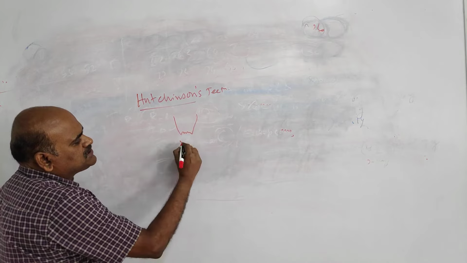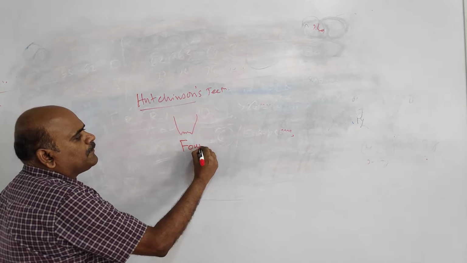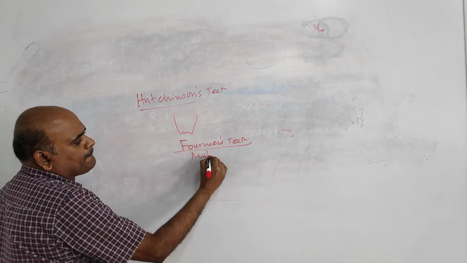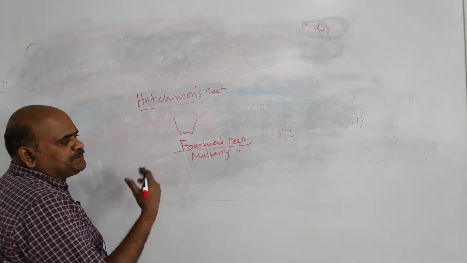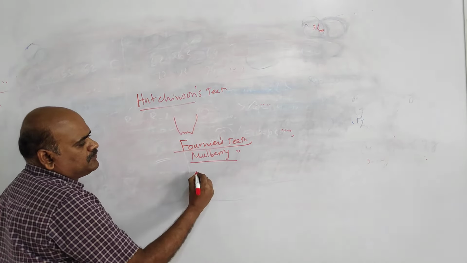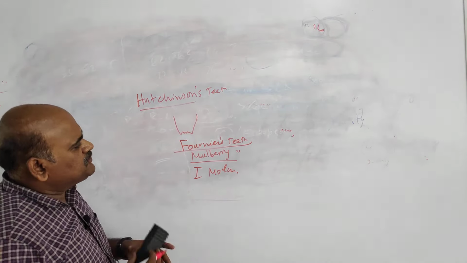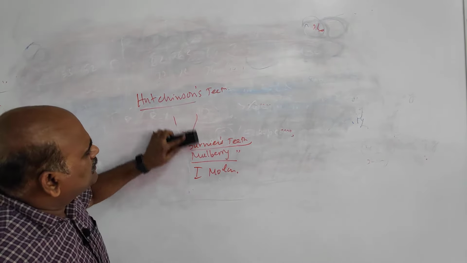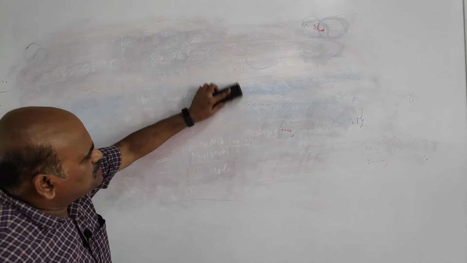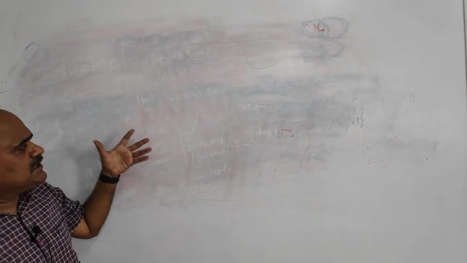The other is Fournier's tooth or mulberry molars. Fournier's teeth are mulberry molars. Like a mulberry, there are multiple cusps in the first molar. On the occlusal surface, multiple cusps will be there. That is called Fournier's teeth or mulberry molar, which is again present in congenital syphilis. Again, the permanent first molar is involved. So in congenital syphilis, early eruption of teeth occurs than normal.